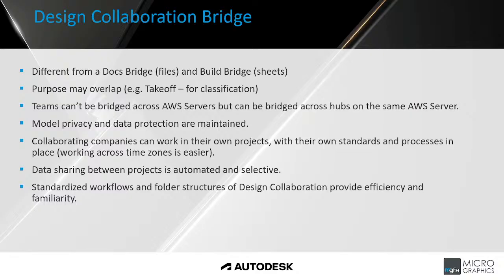That said, what we have per company is a hub that stores projects, and these hubs are stored on AWS servers. If both hubs of both companies are on the same AWS server, for instance Europe, then the projects can be bridged across the hubs. So at least in that sense you gain full control of your project, in that you have it on your own hub. And it leads on to the next point, which is model privacy and data protection.